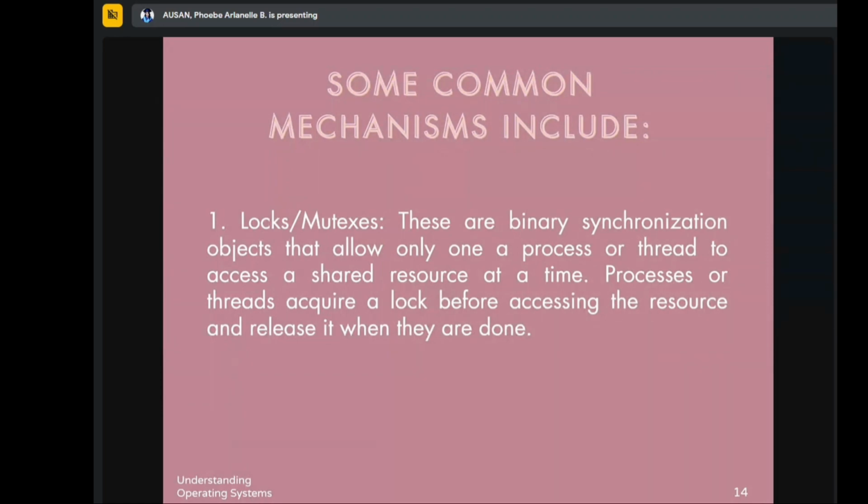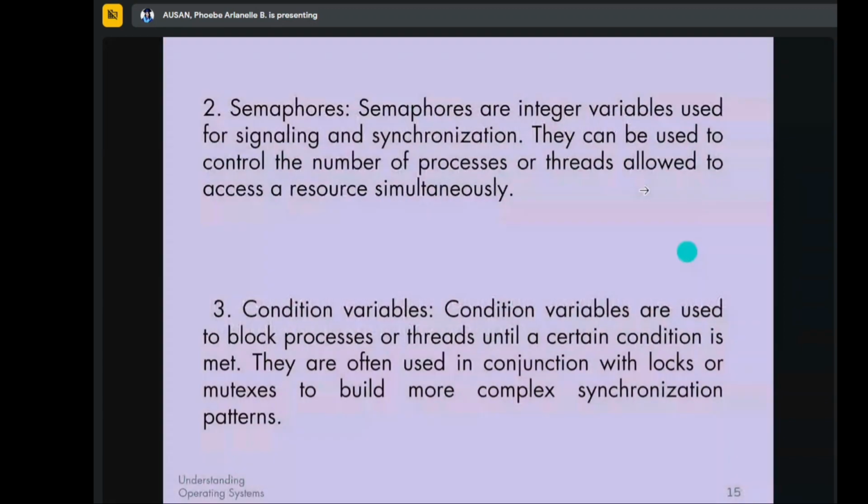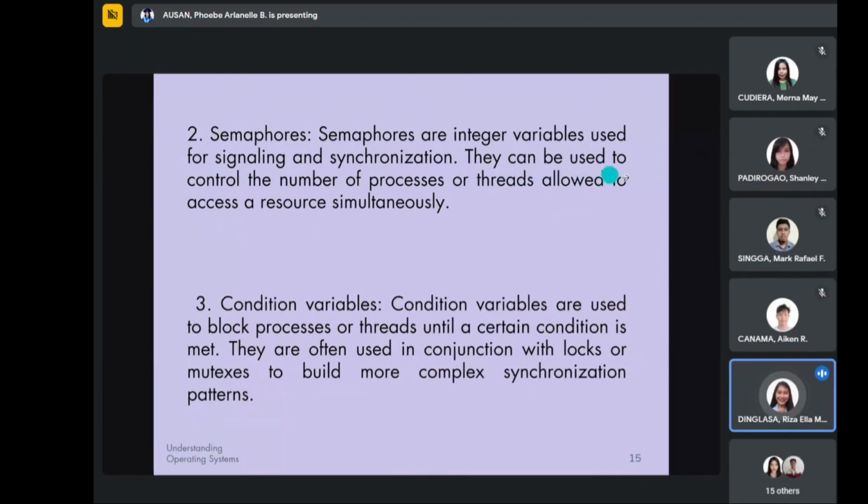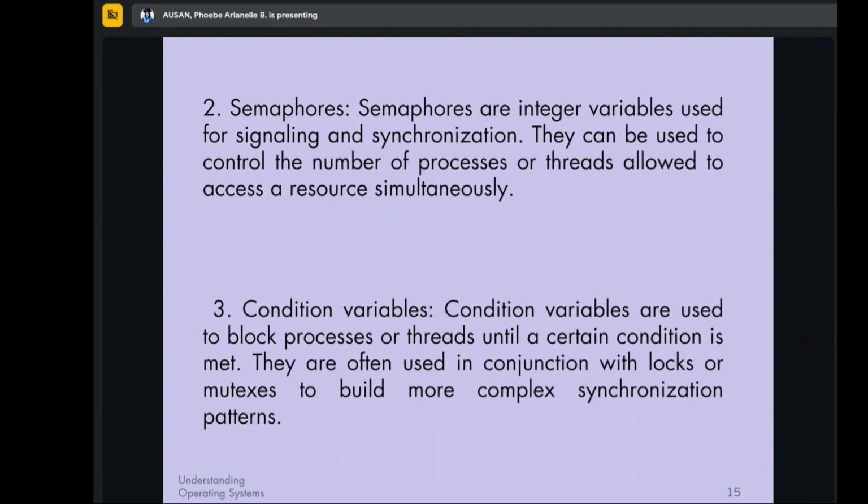Next are the semaphores. Semaphores are integer variables used for signaling and synchronization. They can be used to control access to resources or to coordinate the execution of processes or threads. Semaphores have two types: binary semaphores, which have a value of 0 or 1, and counting semaphores, which have values greater than or equal to 0.